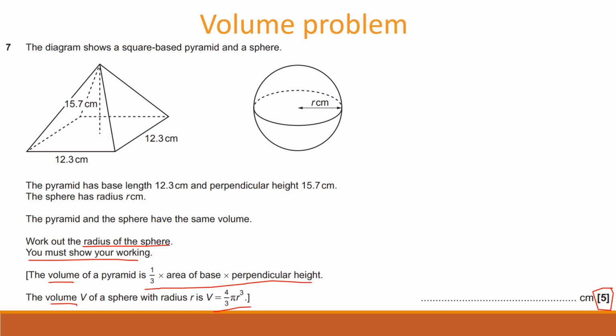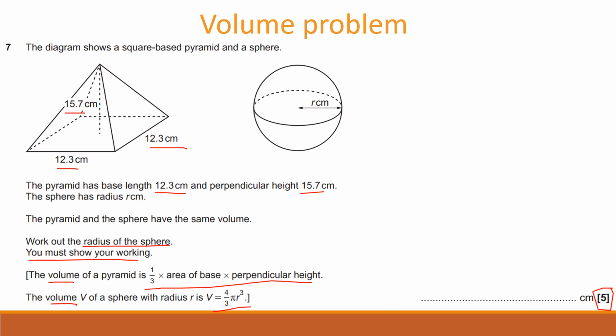Now in the diagram, the key information from within the question has been given. You're told that the pyramid has a base of 12.3, which you can see clearly in the diagram by these two 12.3s, which means that we've got a square base pyramid here. And we've got a perpendicular height, so that's the maximum height going up from the middle, of 15.7, which is on my diagram as well. We're also told that the volume of the pyramid and the sphere are exactly the same, so we're going to need to use that information as well.